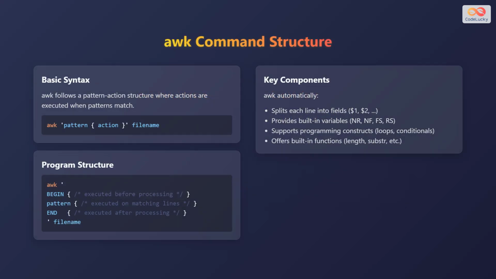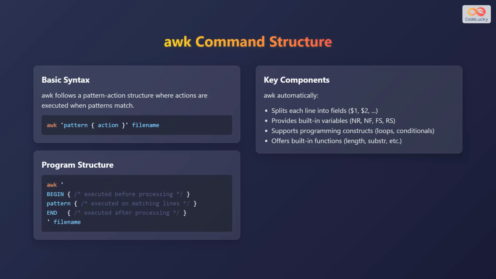Let's explore the fundamental structure of awk commands. The basic syntax of awk follows a pattern action structure, where actions are executed when specific patterns match. The syntax is awk, then within single quotes, pattern followed by curly braces containing the action, and finally the file name.